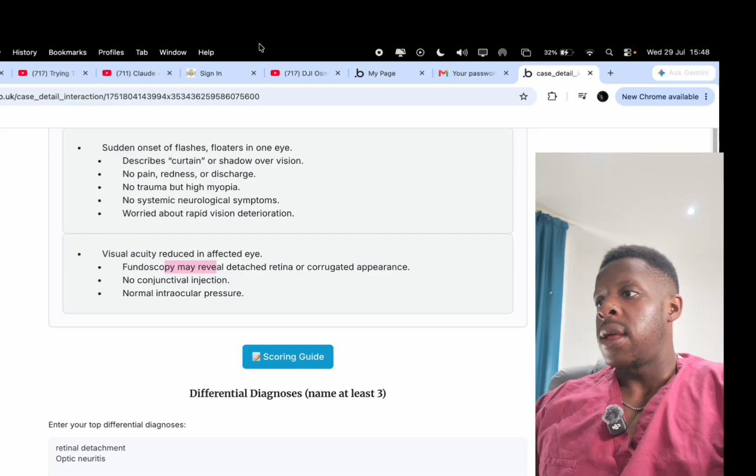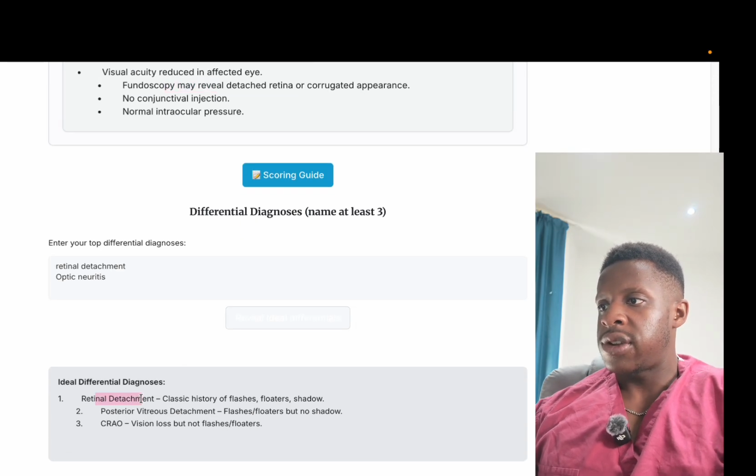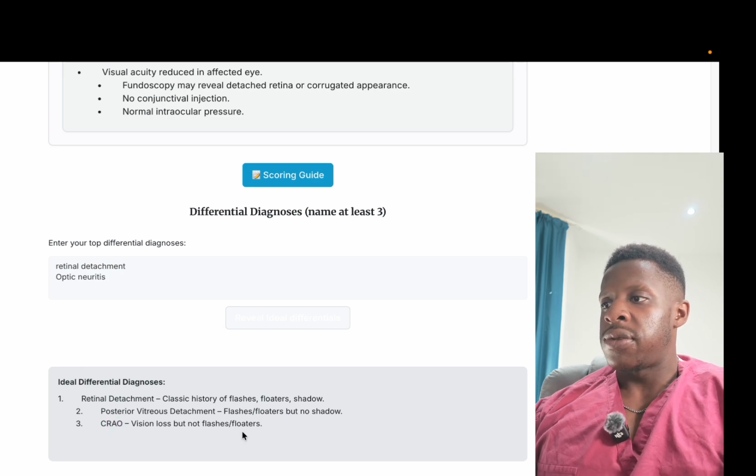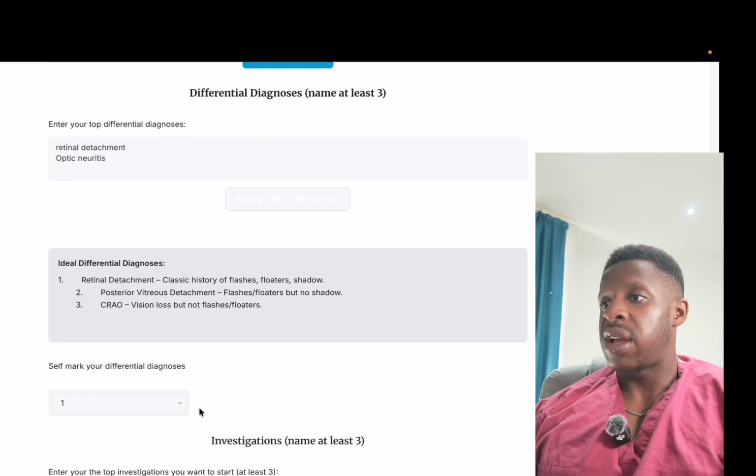Okay, so let's do those ones for now. Retinal detachment. Posterior vitreous detachment: flashes and floaters but no shadow. And central retinal artery occlusion: visual loss but no flashes or floaters. Okay, that makes sense. So two, really just one of them. So probably get a score of 1 for that one.